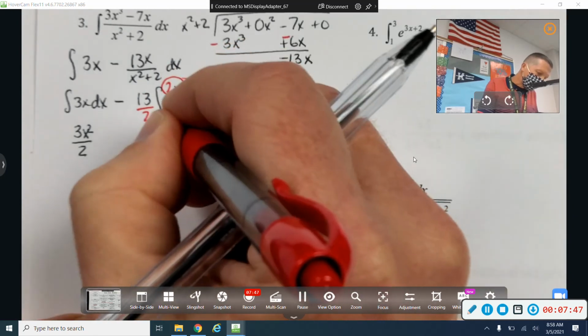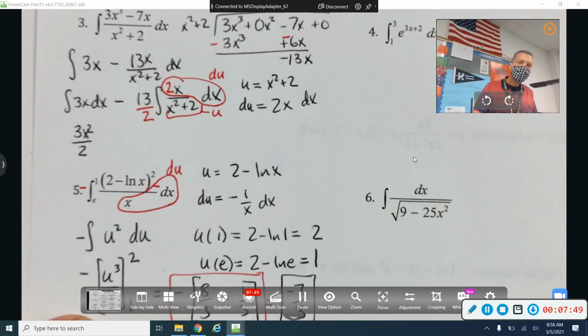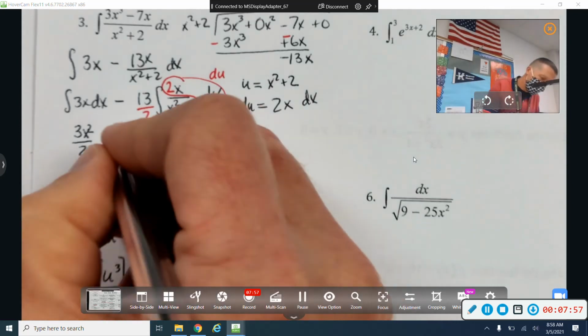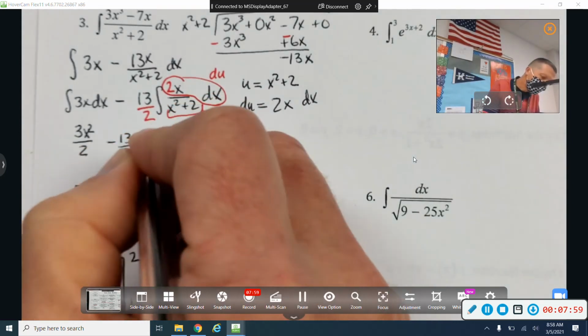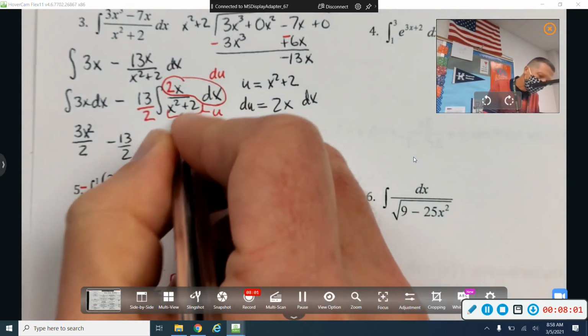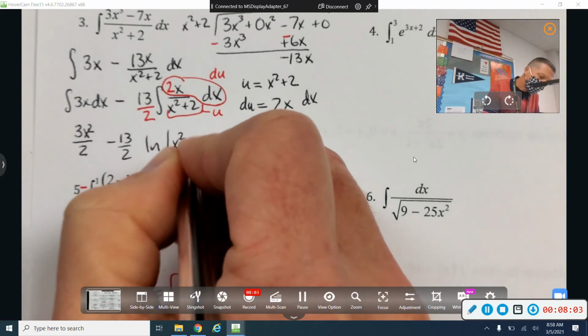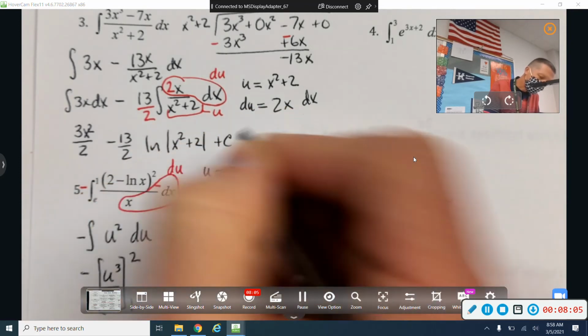So I've got du over u. I'm short on space, so what's the integral of du over u? Natural log. So minus 13 over 2, natural log of x squared plus 2, plus c.